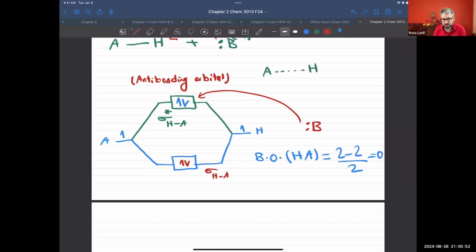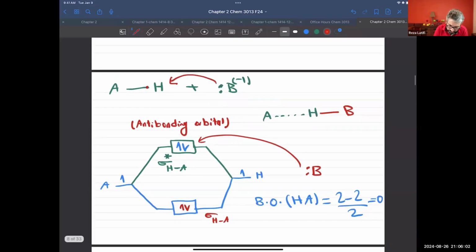Now we got a new interaction between B and H, and I'm going to show it by a solid line between H and B. Remember we had 2 electrons between H and A. Those 2 electrons will be taken by A. So on the other side, we get A with a lone pair, or -1, plus HB.